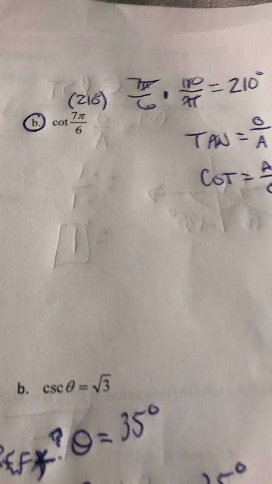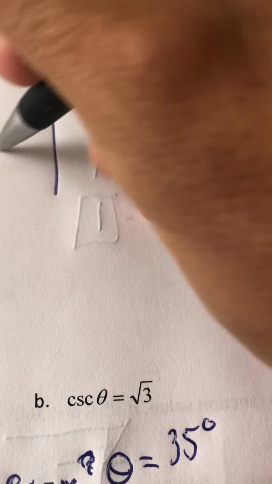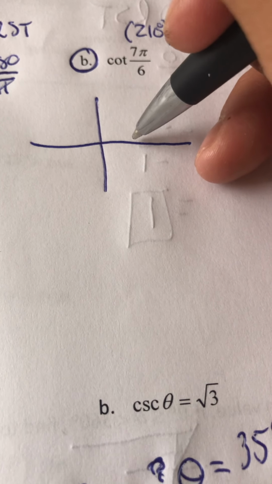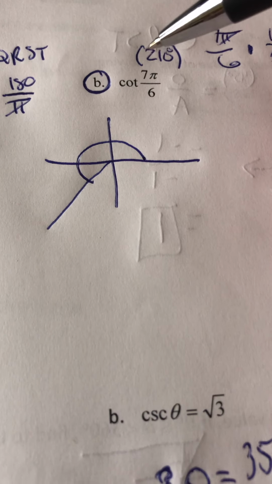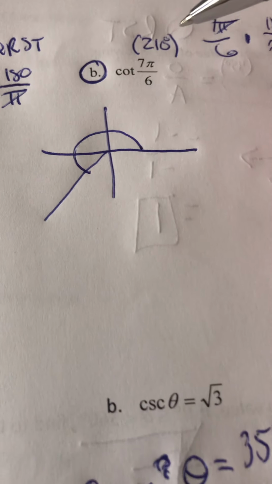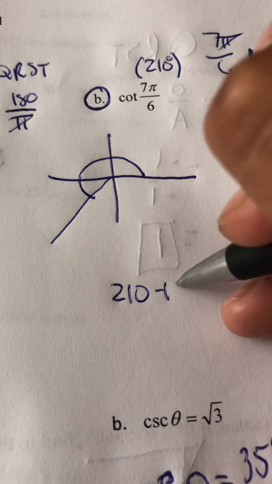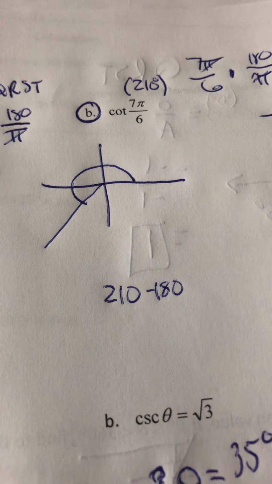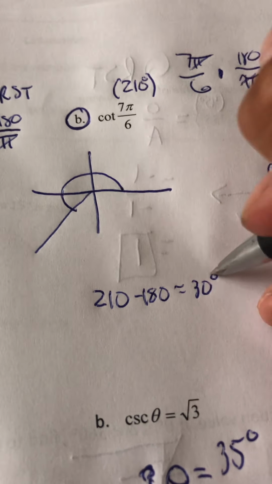So from here, we want to draw a 210 degree angle. We're going to use QRST. So 210 degrees would be in the third quadrant. We would have a reference angle. You would take 210 and subtract 180, because the reference angle is acute and positive, and it's whatever the degree measurement is past 180. So that's going to be 30 degrees.